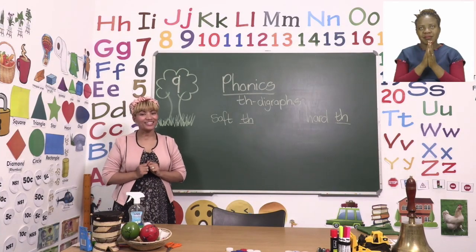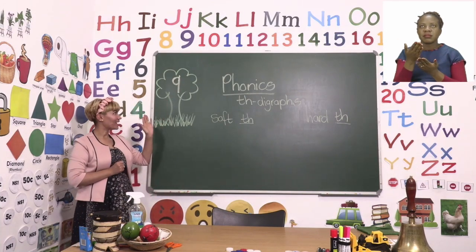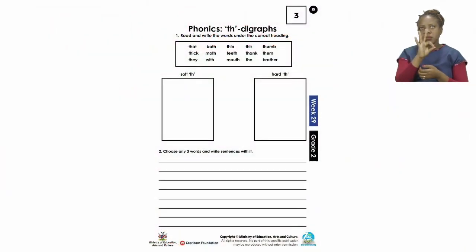Let's start today's lesson on page 9. Now here we are doing phonics, and today we are looking at the digraphs. Now it says we have to read and write the words under the correct heading. Now when we look at the th sound, we know that we have a soft th and a hard th.